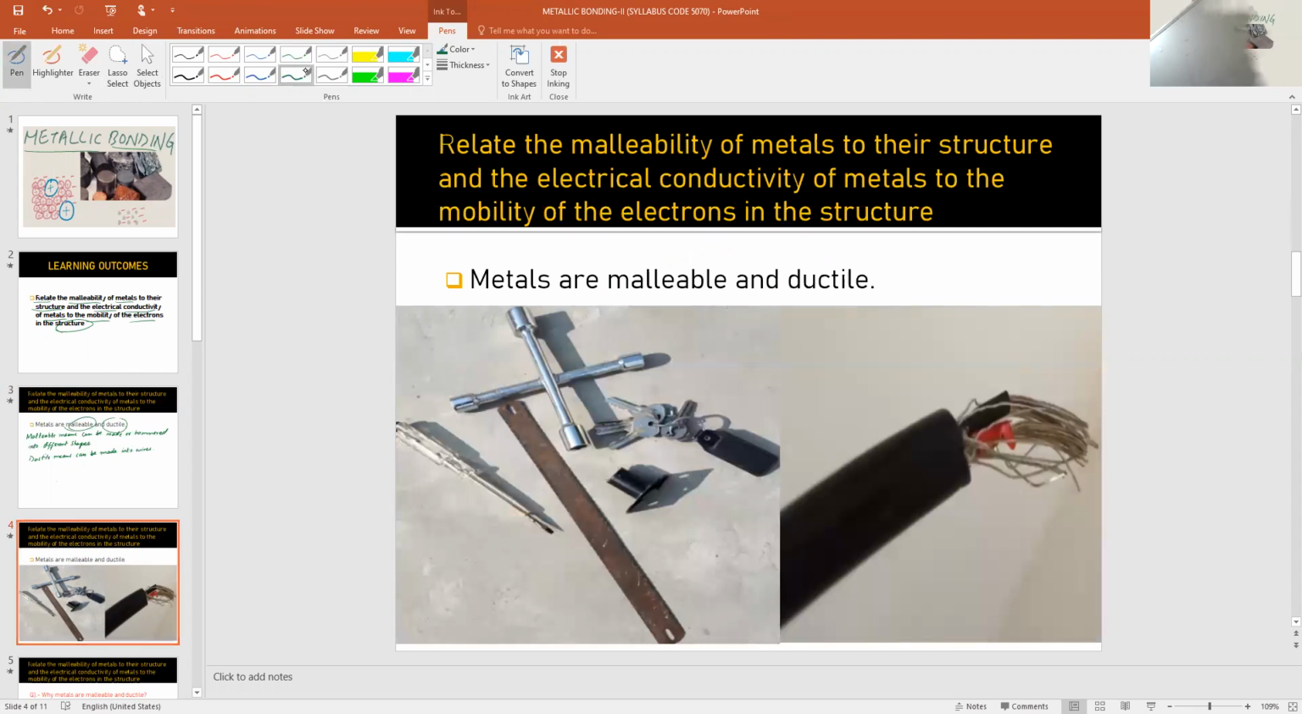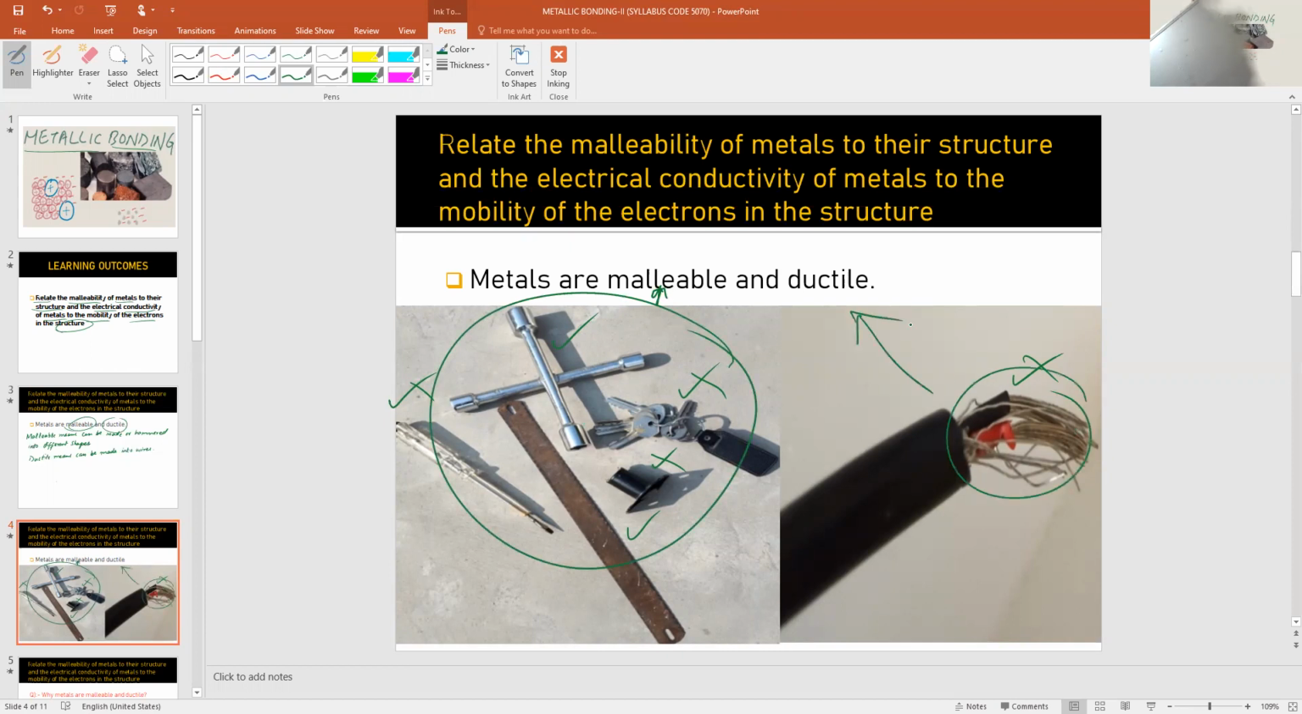The snap below shows different shapes of metal and metal wires. We have different metal products here. We have a screwdriver, keys, handle, lock, etc. And on the right hand side, the wires coming out of a cable. These are due to the malleability of metal, and this is due to the ductility of metals.